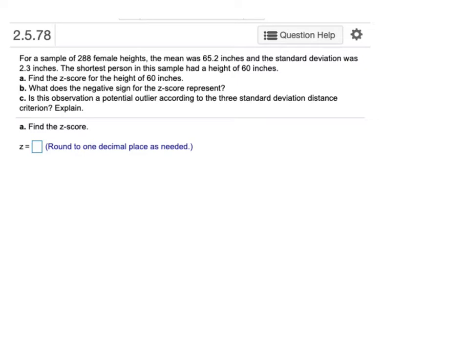So here's another example of a problem using a z-score, and this uses height data. This is related to the problem that we'll be doing tomorrow in class. But they tell me, and I can just draw the picture, that the mean, wow, I did not mean to draw that in yellow. Hang on. So the mean height among these 288 women is 65.2 inches. And it tells me the standard deviation is 2.3 inches.